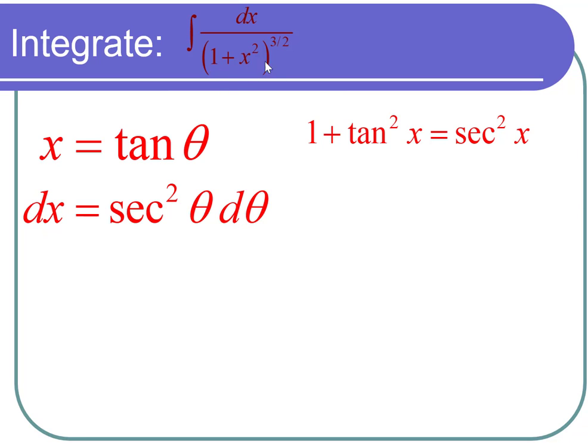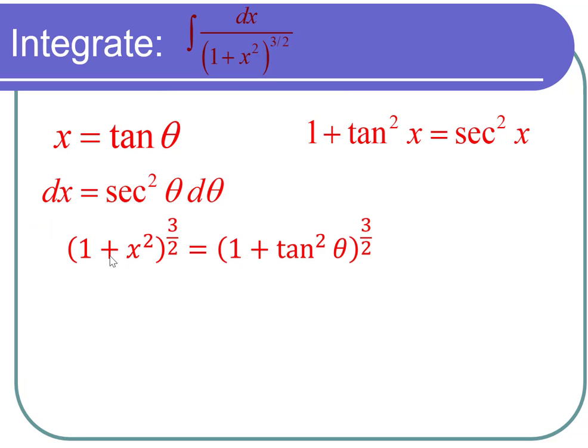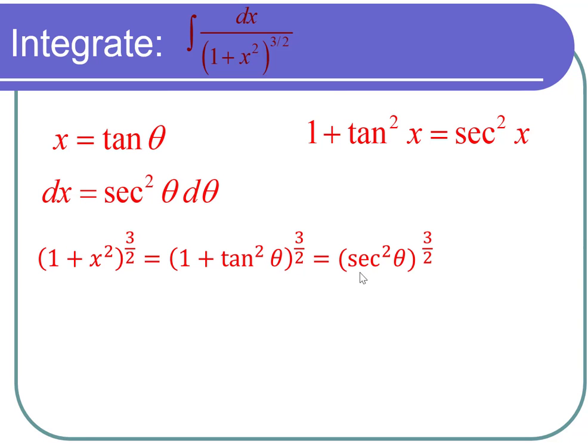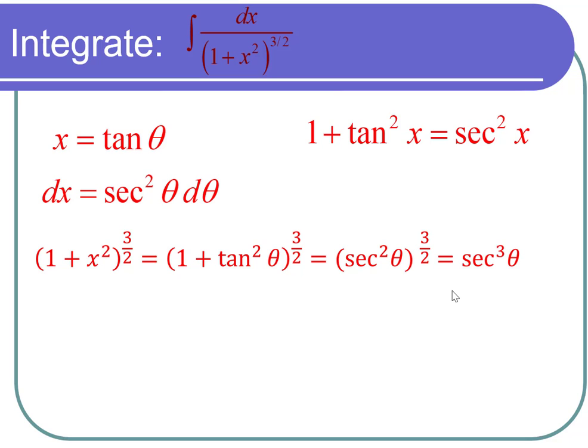Now I have to deal with this (1 plus x squared) to the 3/2. x is equal to the tangent of theta, so I get (1 plus tangent squared of theta) to the 3/2. But I know 1 plus tangent squared of theta is secant squared of theta, so I can write that as (secant squared of theta) to the 3/2. But if I have a square to the 3/2, that's the same as the square root of the square, cubed. So (secant squared of theta) to the 3/2 is just secant cubed of theta. And now it's much prettier and I can work with it.